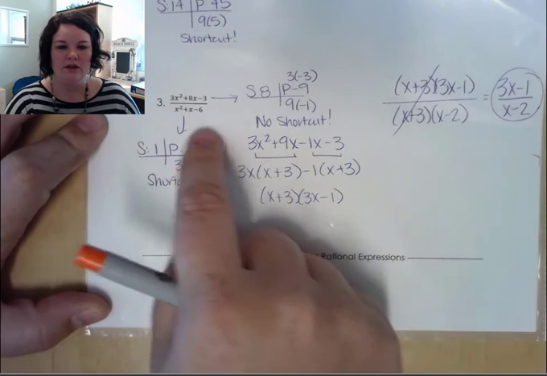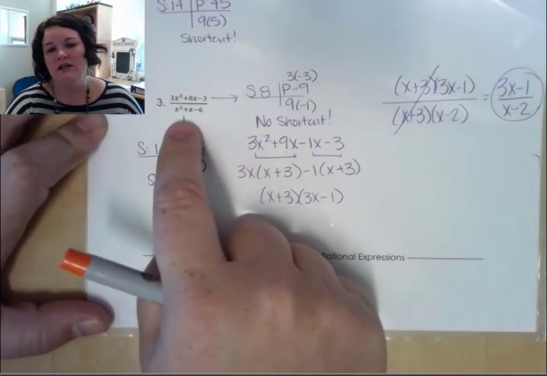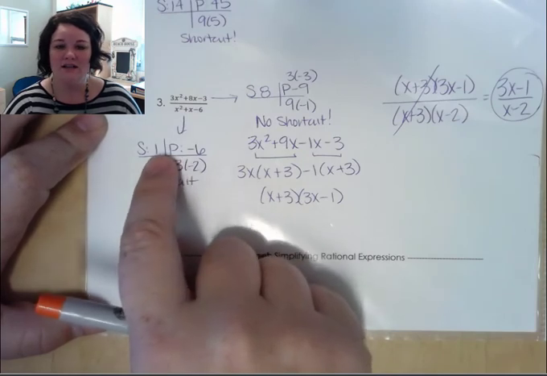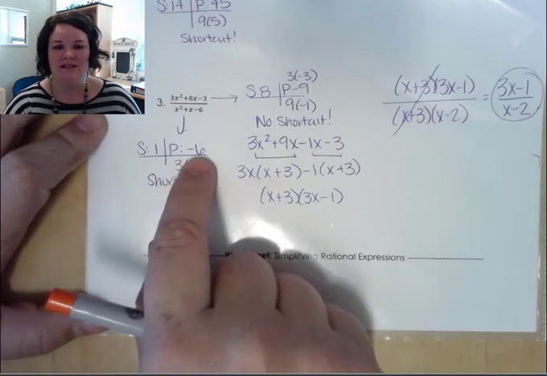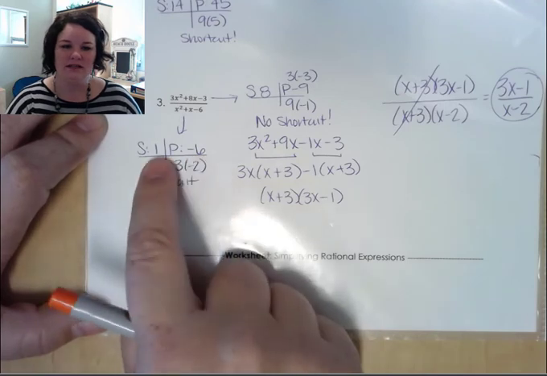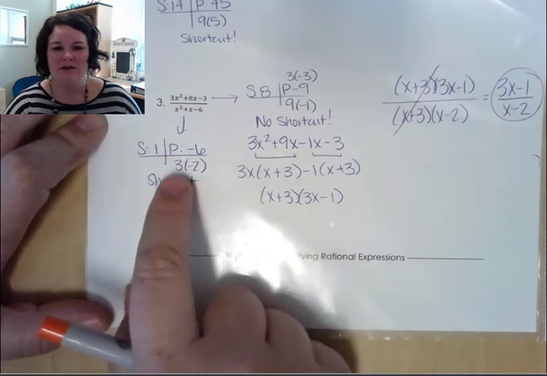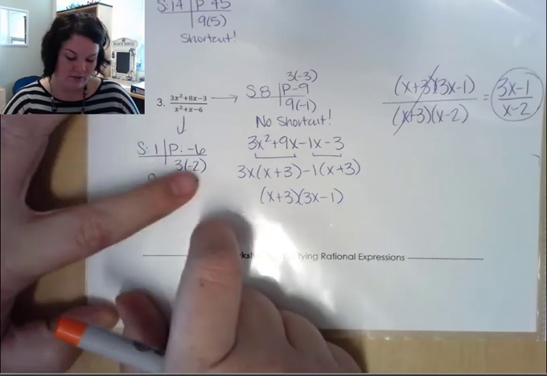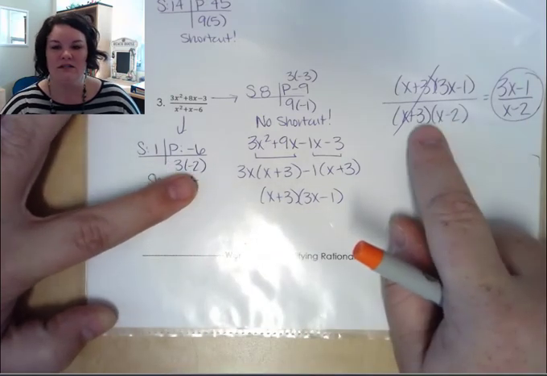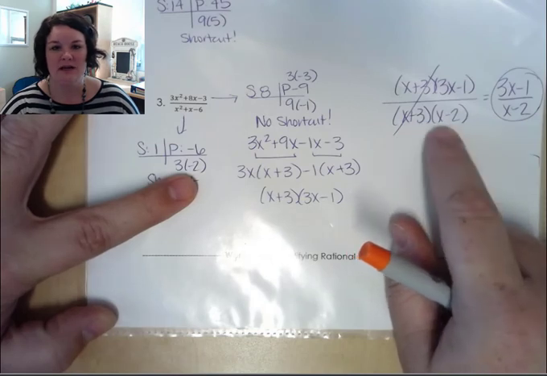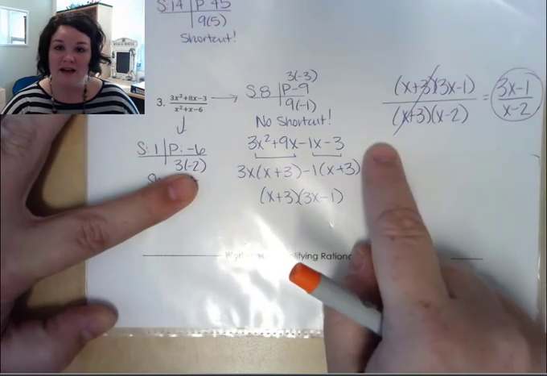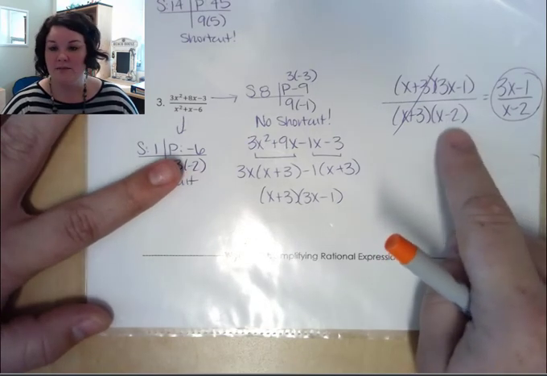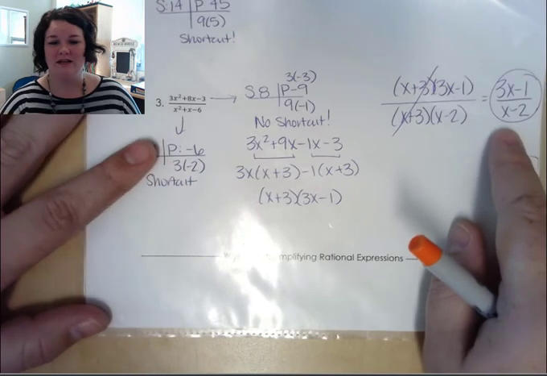Okay, and then when we look at the denominator here, notice this is one we can do the shortcut with. So yay, our sum is 1 because that's the coefficient of our middle term, and our product is -6. So to combine to 1 and multiply to -6, I'm going to use 3 and -2, and I can use the shortcut. So I can just go straight from here over to this factors into x plus 3 times x minus 2. I cancel my common factor, and I'm left with 3x minus 1 over x minus 2.